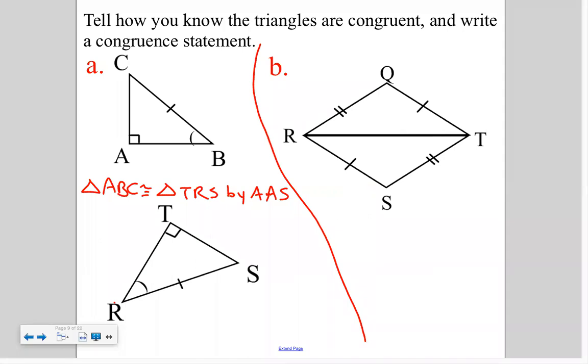Okay. And B, so we have to do a little work here. A shared side is congruent to itself. I don't see any angle pairs here, but I do see three pairs of sides. So I could say triangle, let's do the top one. I'm going to go in this order just because I see single and then double, so TQR is congruent to triangle, let's go single, double, so RST, by side, side, side.